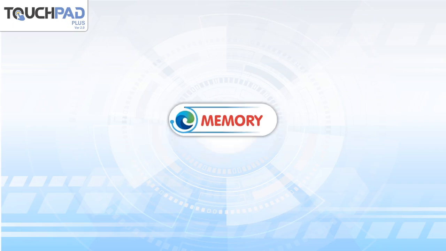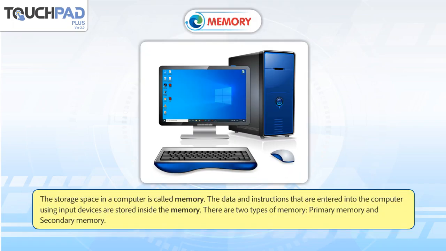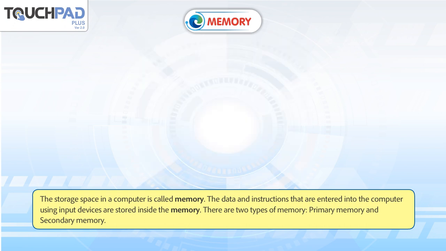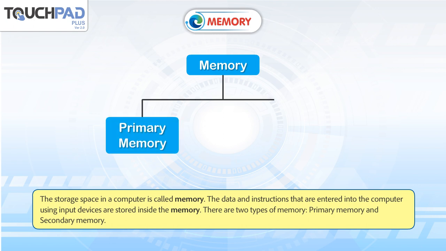Memory. The storage space in a computer is called memory. The data and instructions that are entered into the computer using input devices are stored inside the memory. There are two types of memory: primary memory and secondary memory.